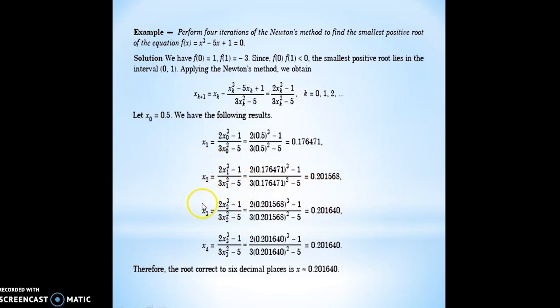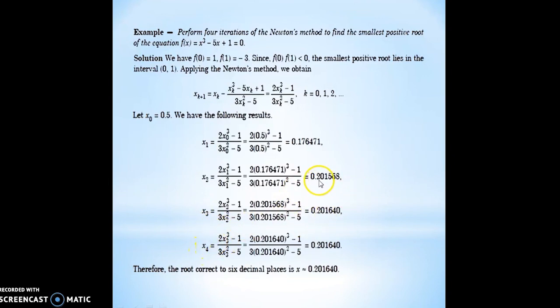Similarly we can find x3, x4, x5 and so on. So for x3 you just put the value k equal to 2 there. You will get x3 equal to (2x2 cube minus 1) divided by (3x2 square minus 5). You just put the value of x2 here, and after solving you will get 0.201640. And if you want to approximate again, you have to go with the same method.